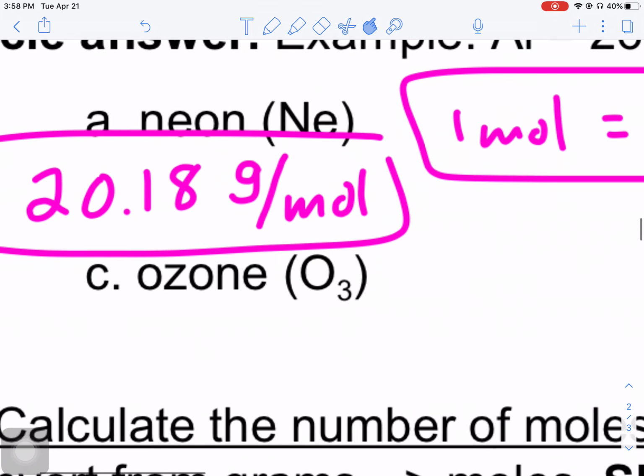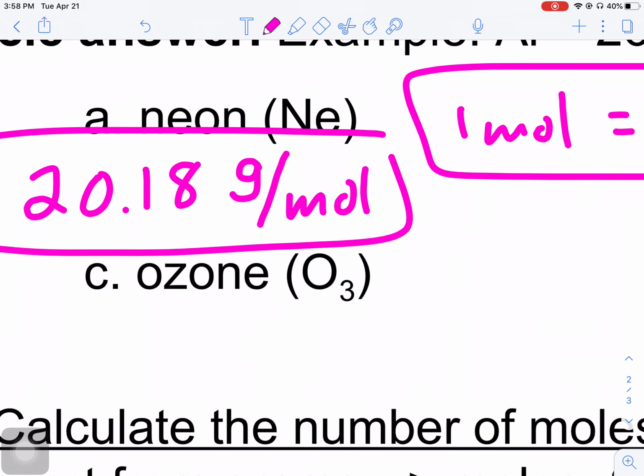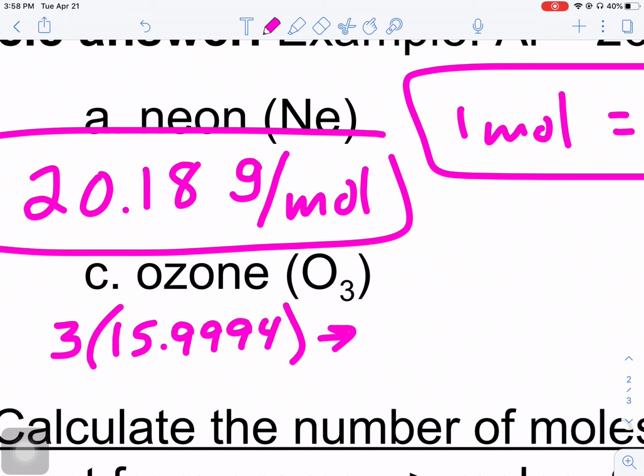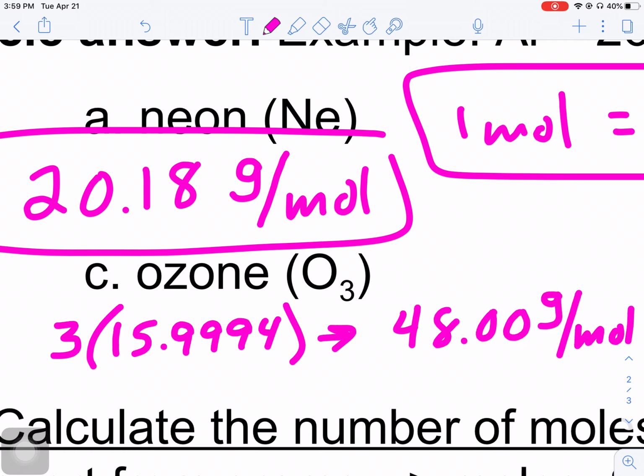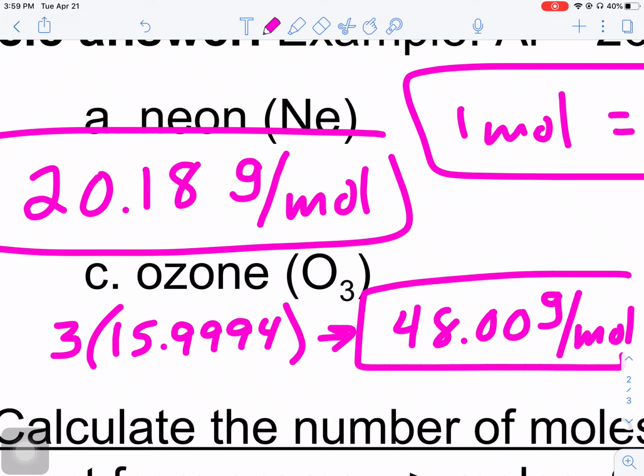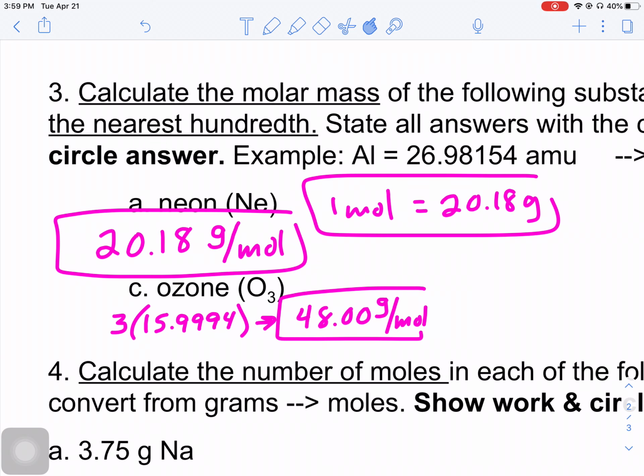All right, let's do another one. Let's do ozone. So we just did one with diatomic oxygen. So now we're going to take 3 times this 15.9994. And when we round it to 2 decimal places, we're left with 48 grams per mole. So triatomic oxygen, ozone, is heavier for a mole than diatomic oxygen, okay? So really just consider what the weight on the periodic table is, and then round it to 2 decimal places.